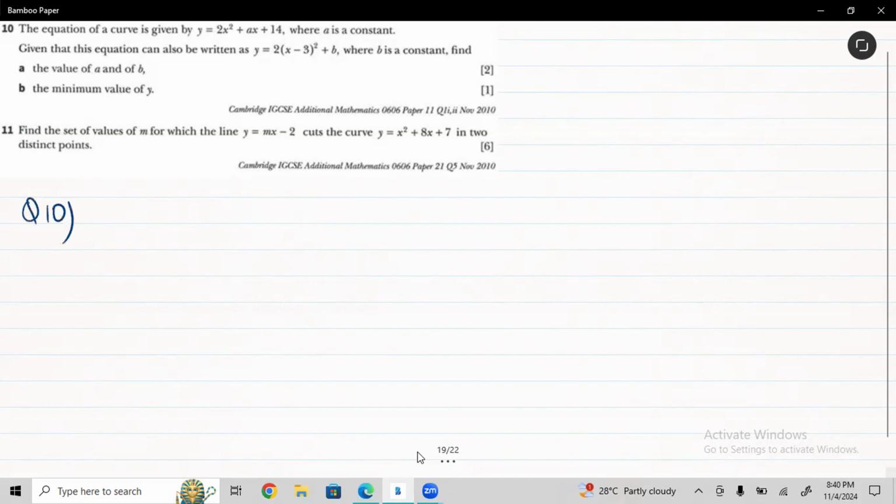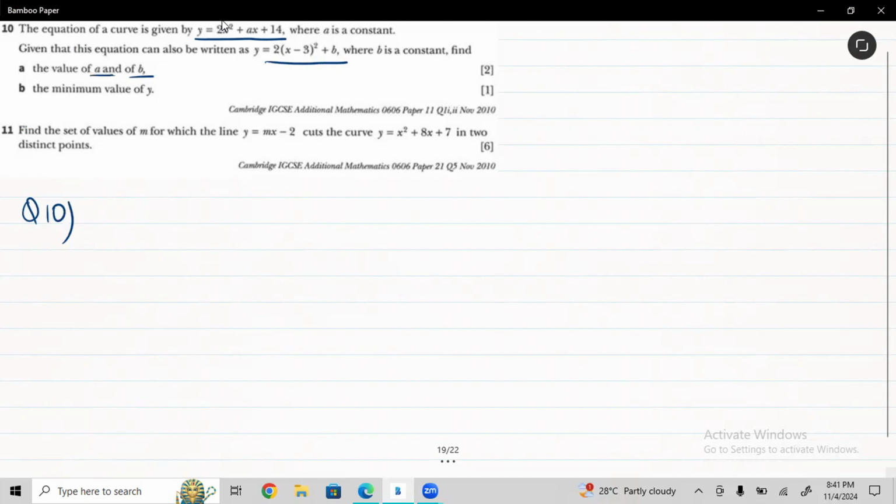For question number 10, they have given us two equations: y is equal to 2x squared plus ax plus 14, and the other equation is just a different form of the first equation. By using the completing the square method, they have already changed the form, and they're telling us that this is the changed form of the equation. So what we have to do is find the constants a and b, which have been given in this equation.